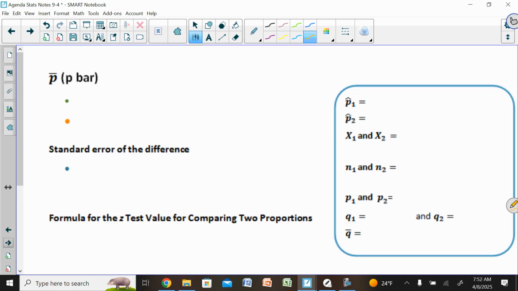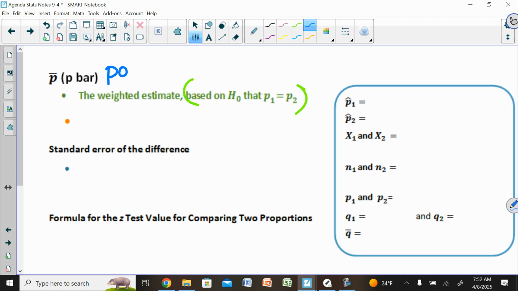Now let's talk about what we need to do in order to calculate our test statistic. So the first thing we have is a new term, it's p-bar. P-bar is interesting because it is the weighted estimate. It's based on our hypothesis that they are equal, and sometimes this is called a pooled proportion. We're going to pool together all of our data.